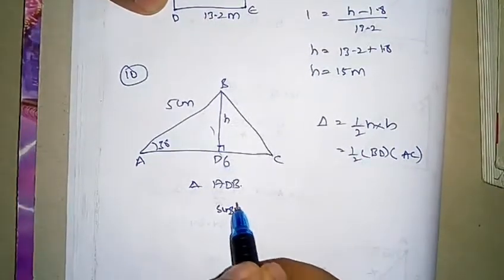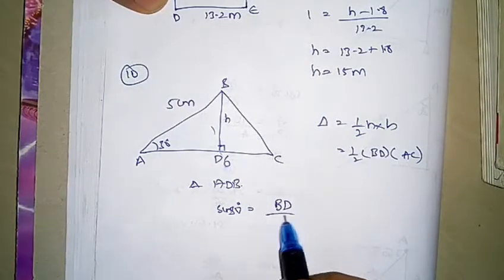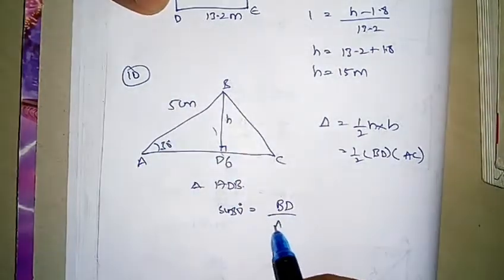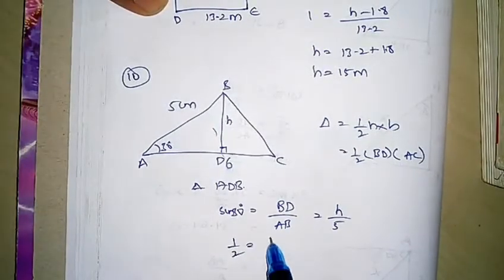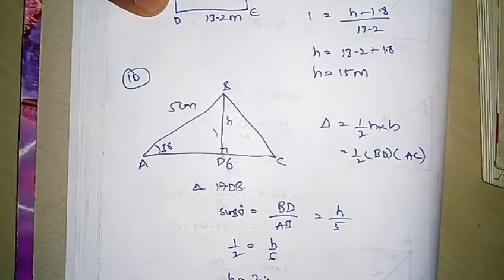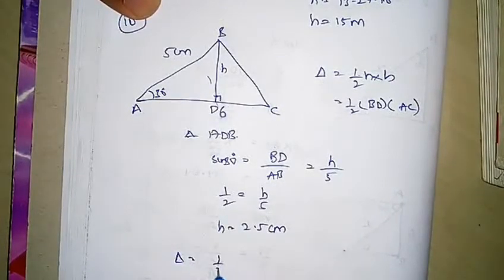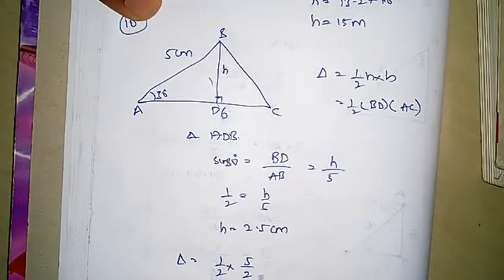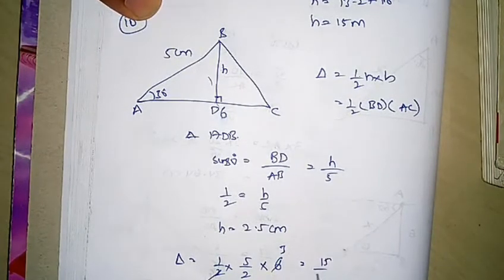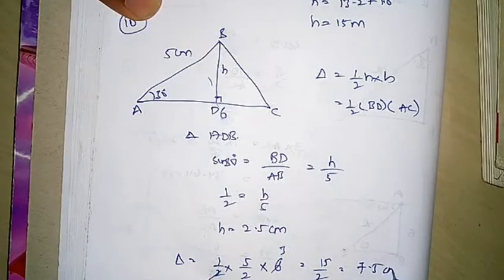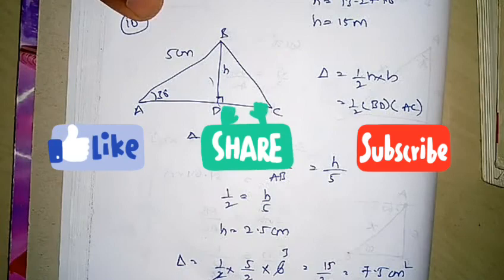In this right angle triangle ADB, sin 30 degrees will be equal to opposite side BD by hypotenuse AB, which is equal to h by 5. Sin 30 is 1 by 2, it will be equal to h by 5. So h is equal to 2.5 centimeters. Now the triangle area will be half into 5 by 2 into 6, 2 threes are 6, 5 threes are 15, by 2, which is equal to 7.5 centimeters square. Let's check the answer. Yeah, it's 7.5 centimeters square.